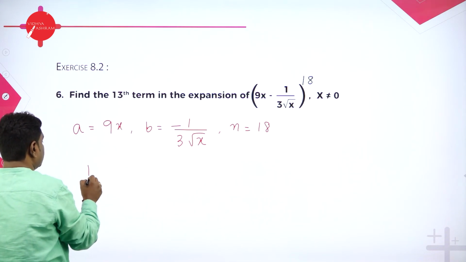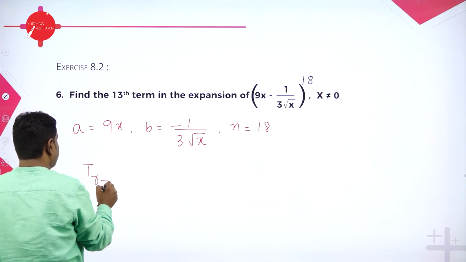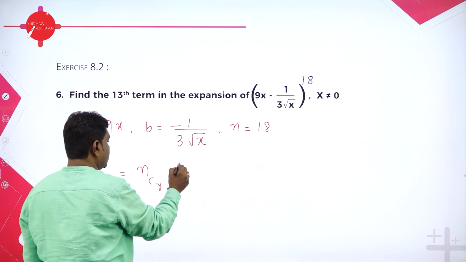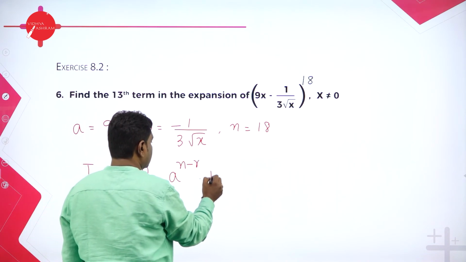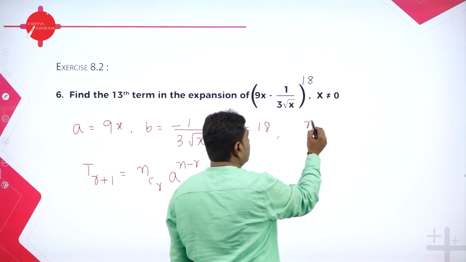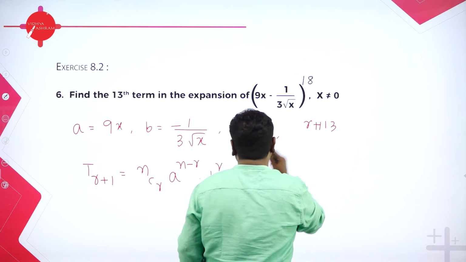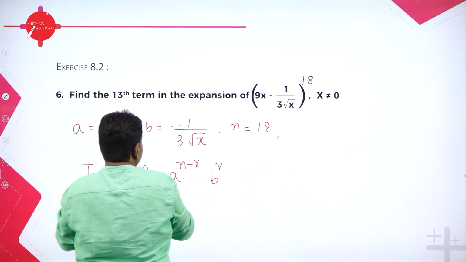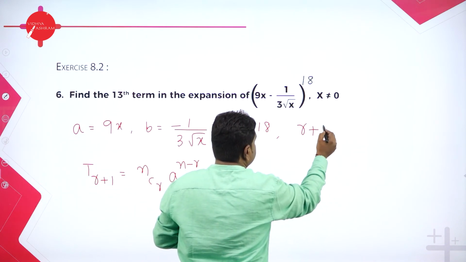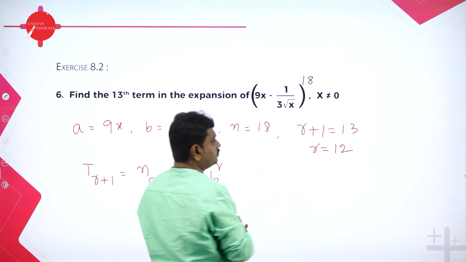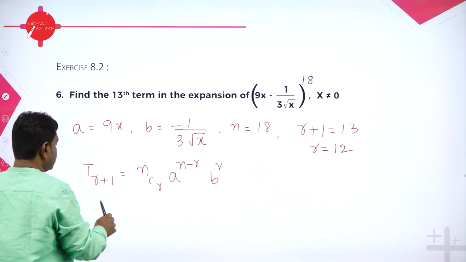Now T R plus 1 is equal to nCR, A power n minus R, B power R. And it is the 13th term. So R plus 1 is 13. So R is what? 12. So now you substitute all the values.